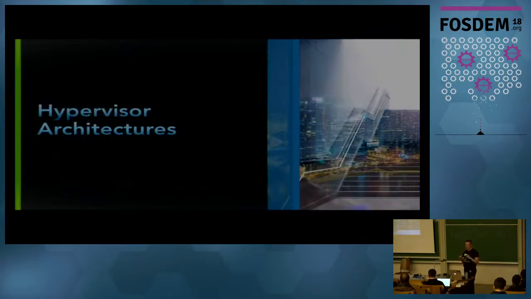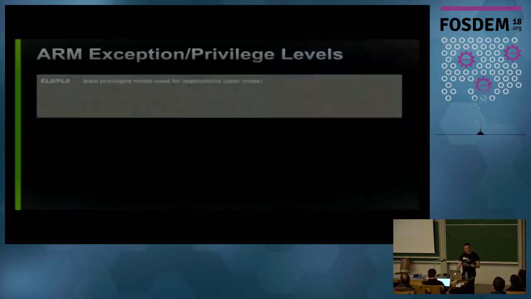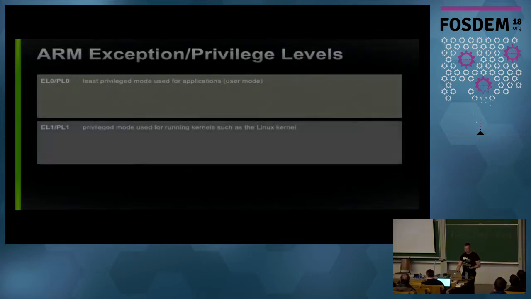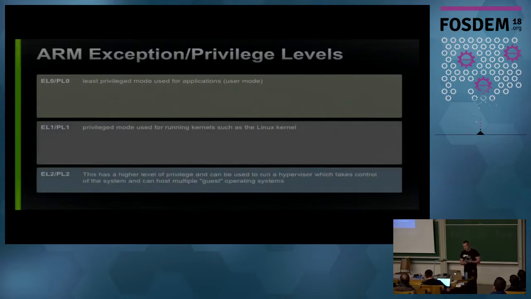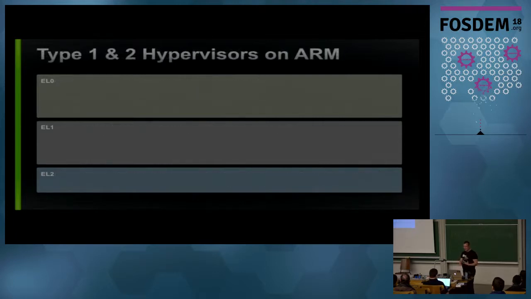So let's do a quick reminder of hypervisor architectures. I'm going to focus on ARM only, because that's the main player in this space. If you look at the ARM privilege levels, you have EL0, which is user mode, EL1, kernel mode, and then you have EL2, which is where a hypervisor would run. Underneath, you would have something like TrustZone as well, and there are some interactions between TrustZone and hypervisors too, but that gets a little complicated, so I'm not going to go into it.